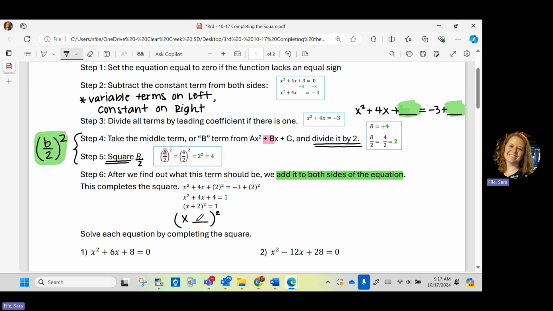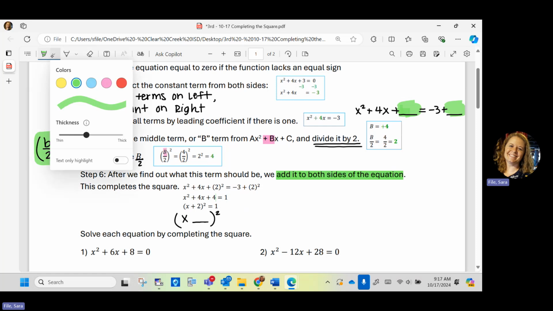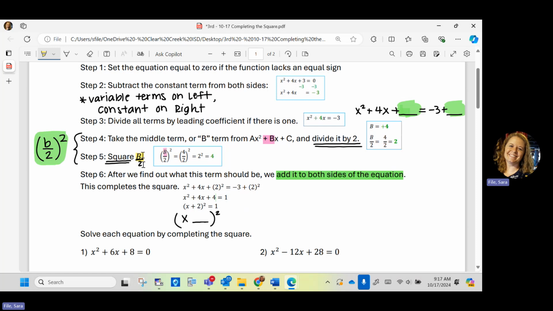Now, what goes in that binomial squared? What goes in here with the x is half of b. It's this b divided by 2, before we squared it. I want to highlight the 2. Just b divided by 2, that's what goes here with the x. It keeps the same sign and everything. So you just have to be able to identify that b divided by 2.